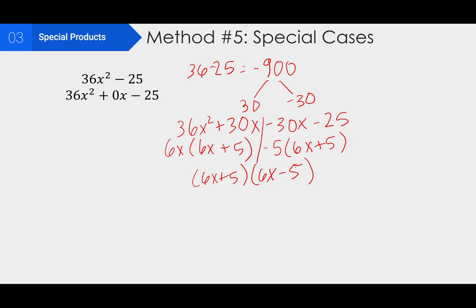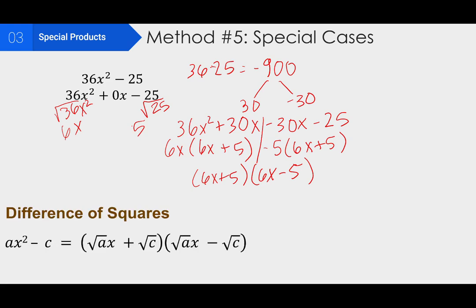So the trick on this one is we need the same exact terms, but with a plus and a minus in each parentheses. And notice if we take square roots of the first and square roots, just ignoring the minus, of the last term, we get 6x and 5, which tells us what to put in the parentheses. There you go. Here's our difference of squares. Ax squared minus c, where a is a perfect square and c is also a perfect square. You can just take the square root of the first term, and the square root of the last, and put a plus and a minus.